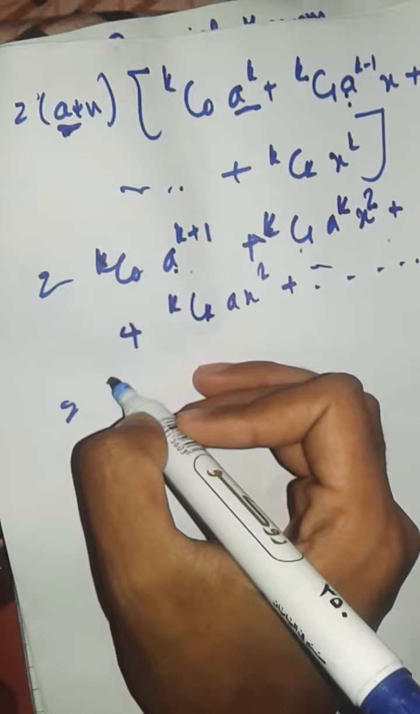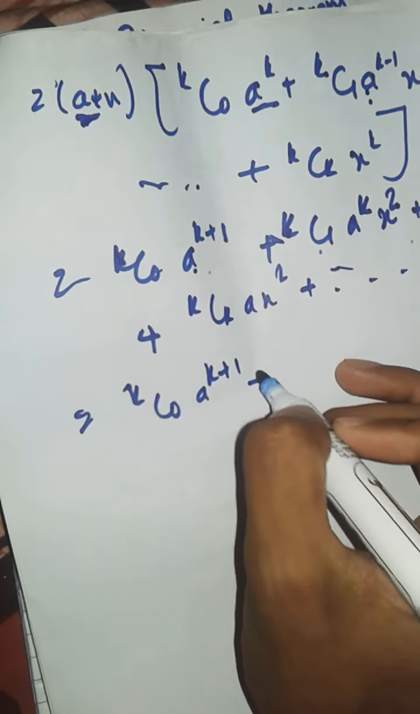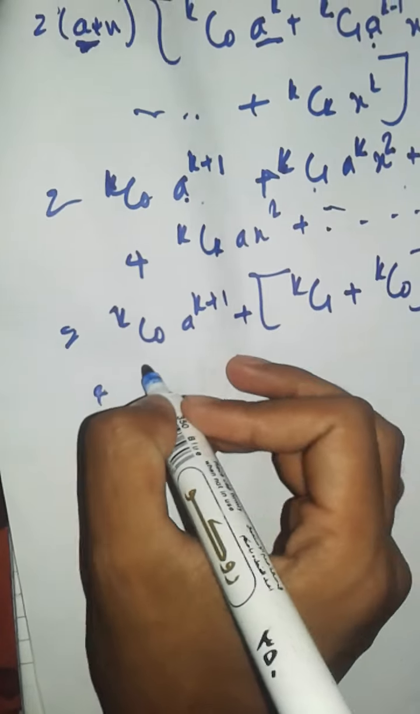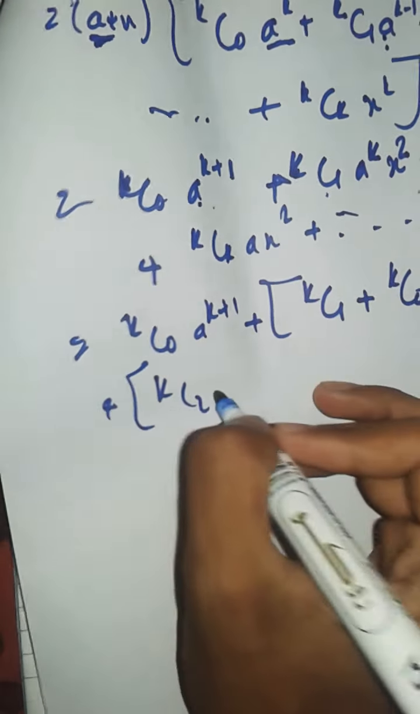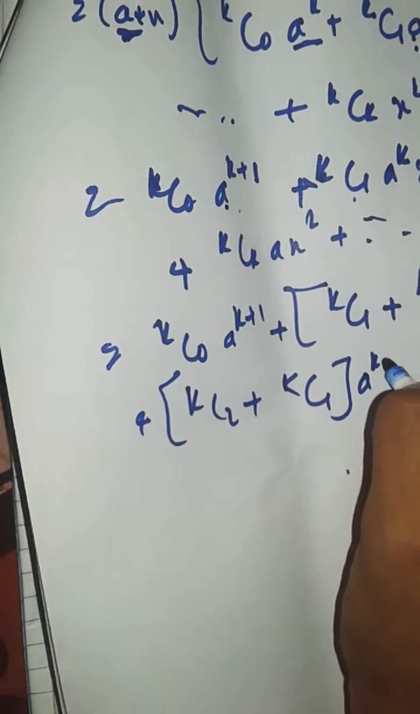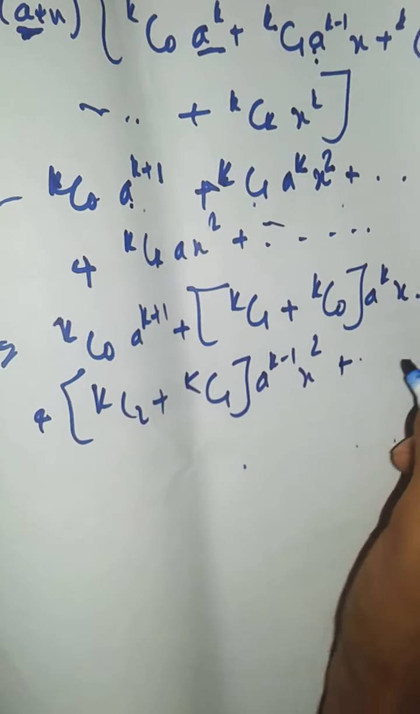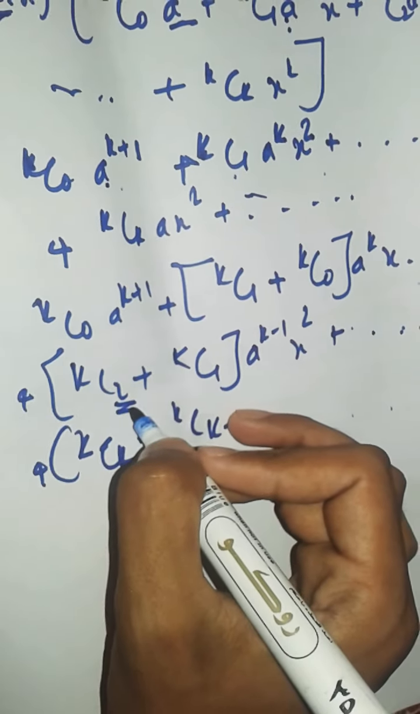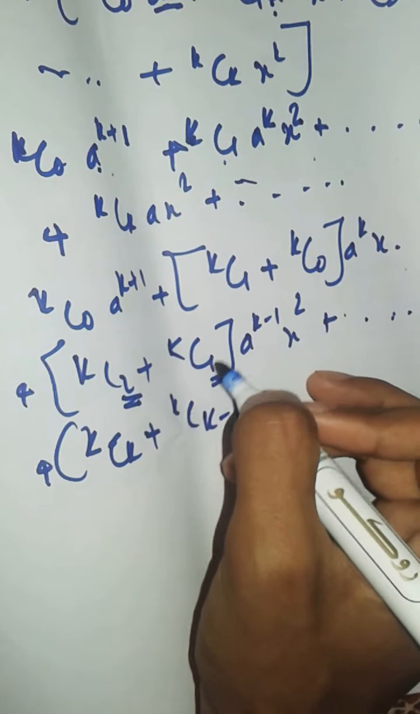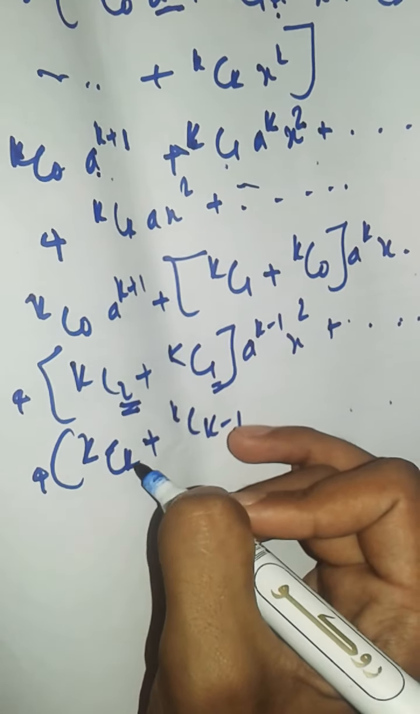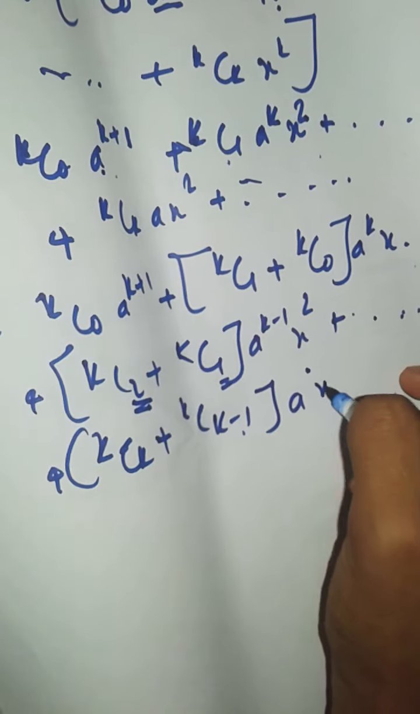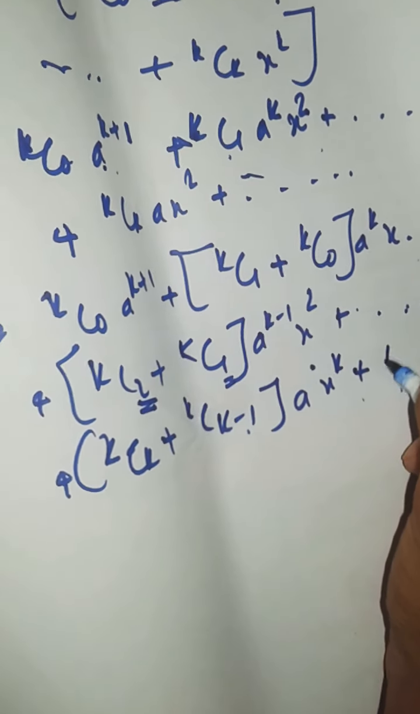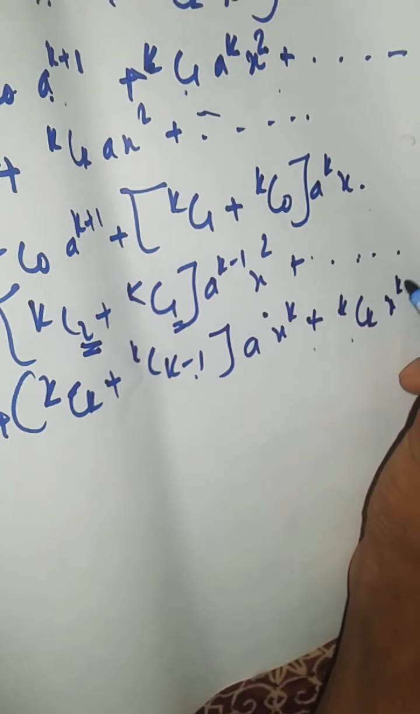While we combine, the first term will remain the same, while kC1 and kC0 have a common factor, that is a^k x. Similarly, kC2 and kC1 have a common factor of a^(k-1) x^2, and for kCk and kC(k-1) there is a similar relation, giving a x^k. Finally, here will be kCk x^(k+1).